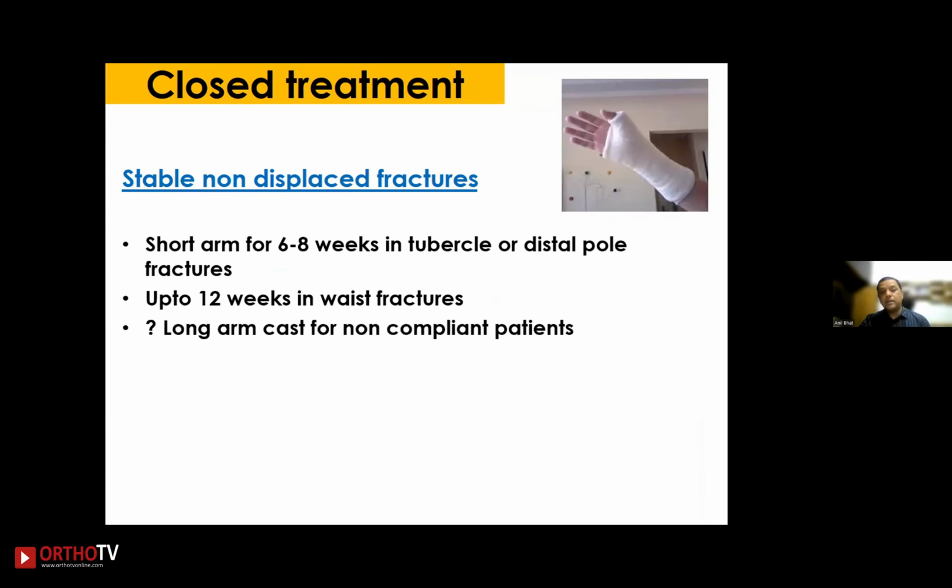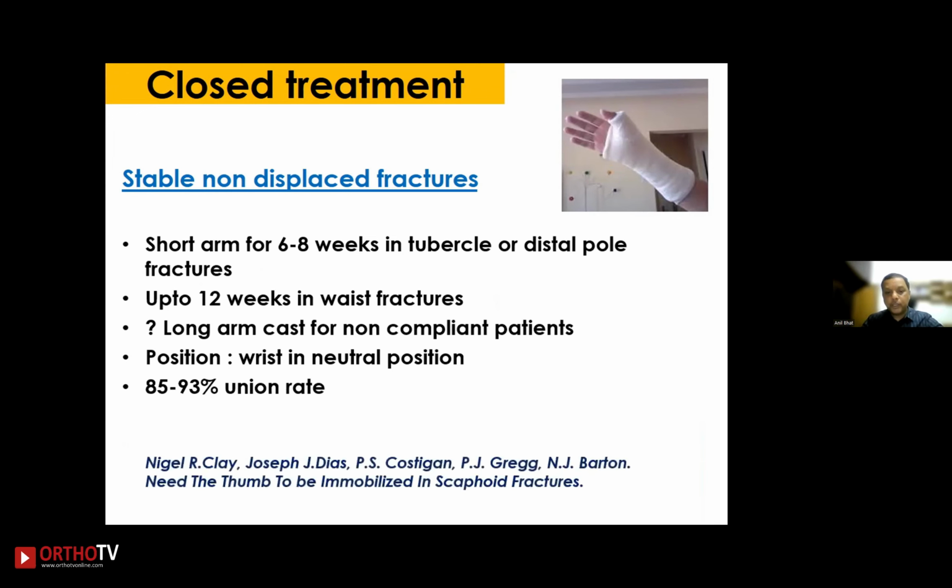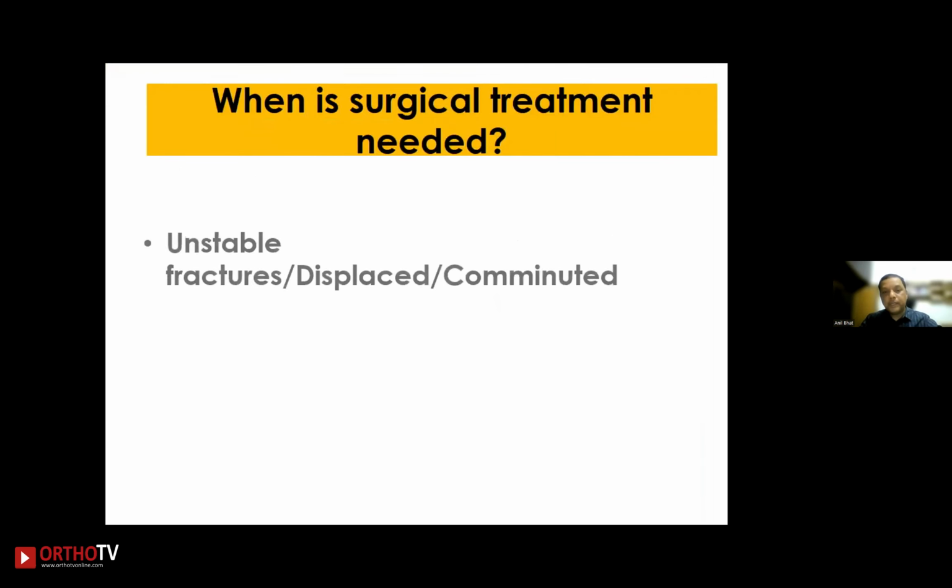Especially you need to ask their history, smokers, and people using tobacco. Definitely the healing is always delayed. So always document it. As a surgeon, you should be asking that and documenting. And sometimes we might put a long arm cast for a non-compliant patient. Wrist in neutral position, IP joint can be left free. Almost up to 93% union rates are seen as long as they are stable and non-displaced.